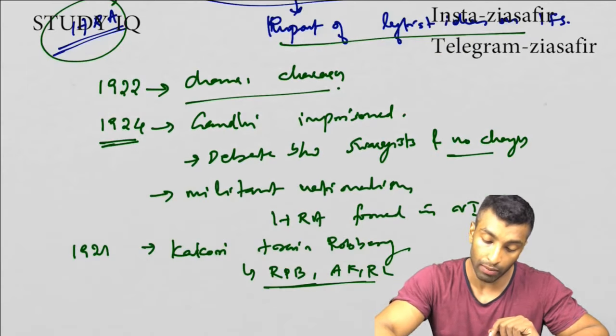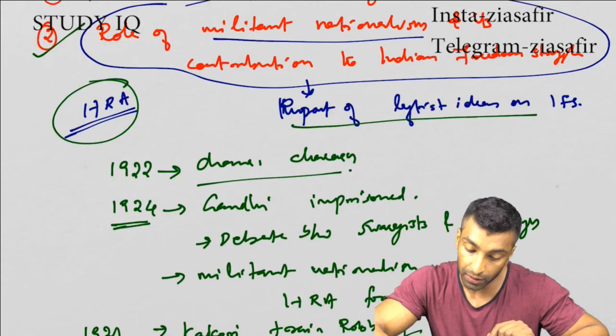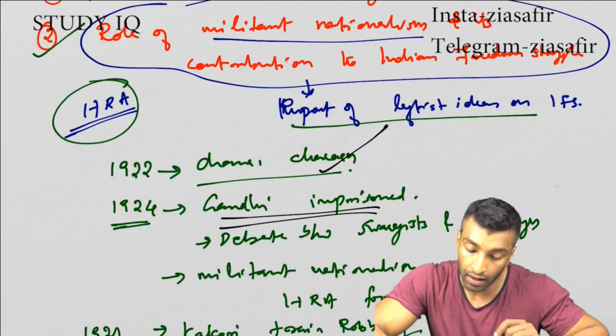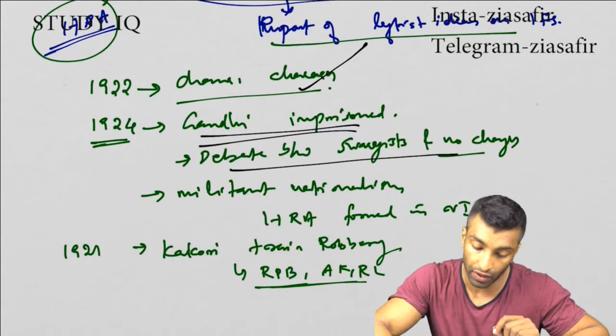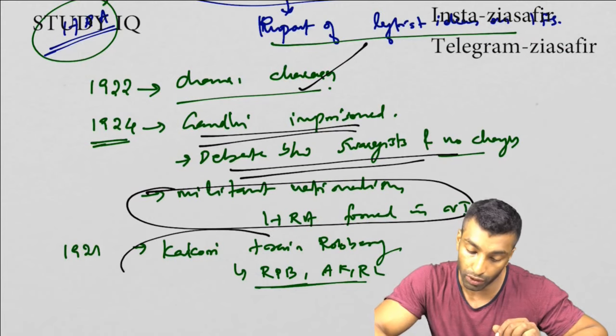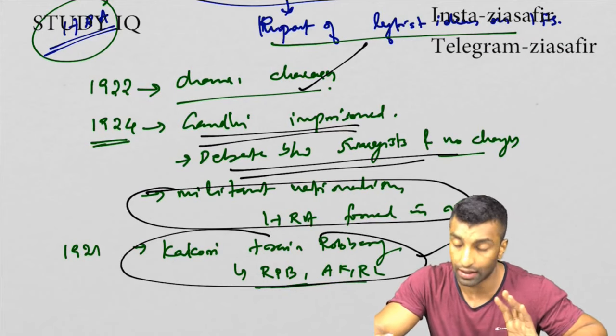So this is the timeline. Just keep this in mind. This is what we are going to discuss. So we are done with this part. This part we have already covered, Chauri Chaura in the previous video. Gandhi's imprisonment we have done. The debate between Swarajists and no changers we have done. This we will do tomorrow. And the Kakori train robbery, that also we will do, connected to that only.